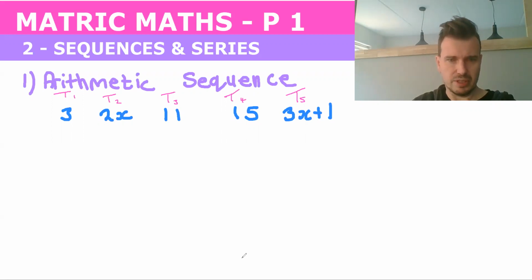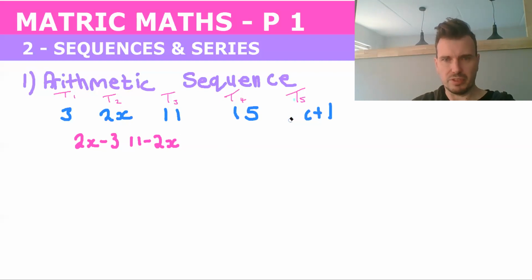So what you do is we still do the same thing that we did before, where we check T2 minus T1, etc., and we check the difference between each number. So here, if we say 2x minus 3, and that's 11 minus 2x, then we could figure out, because we know that these differences, T2 minus T3 is equal to T2 minus T1.